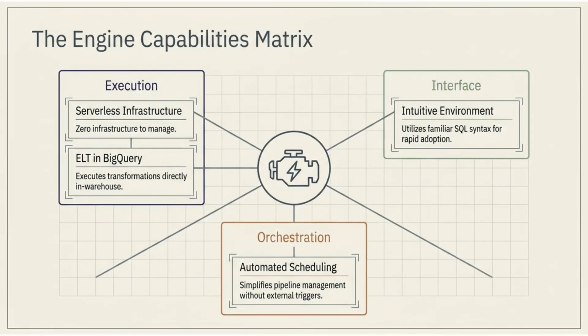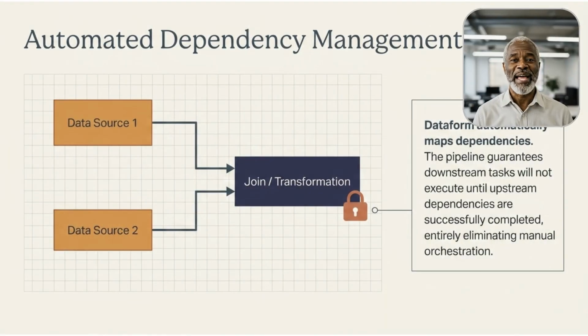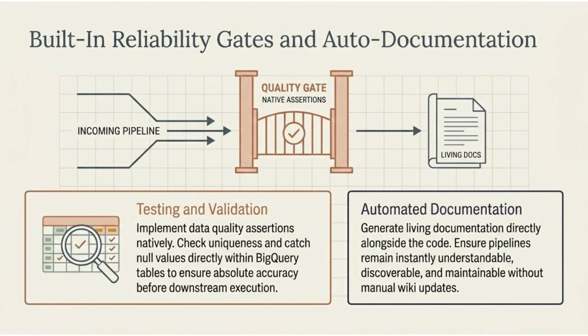The DATAFORM engine offers key capabilities: serverless execution and ELT within BigQuery, an intuitive interface utilizing familiar SQL syntax, and automated scheduling for simplified pipeline orchestration. DATAFORM automatically manages dependencies. Downstream tasks won't execute until all upstream dependencies are successfully completed, which entirely eliminates the need for manual orchestration in your data pipeline. It includes built-in reliability gates like native assertions for testing and validation within BigQuery. It also provides auto-documentation, generating living documentation alongside the code for better pipeline maintainability.